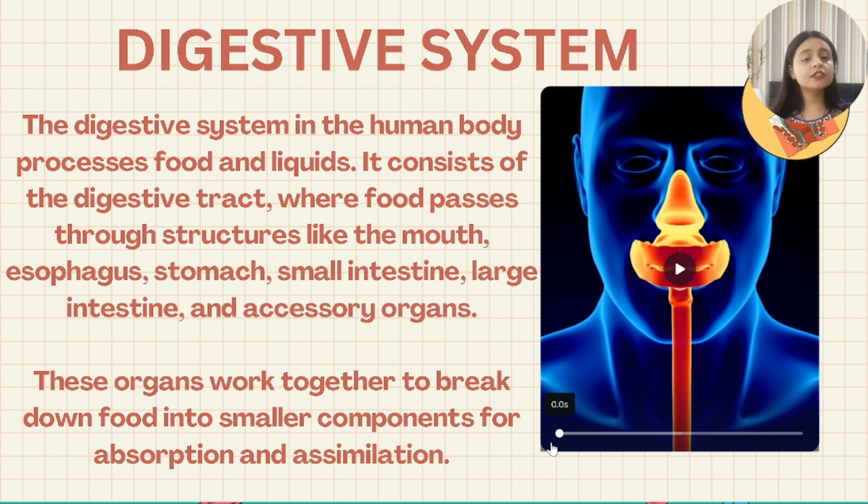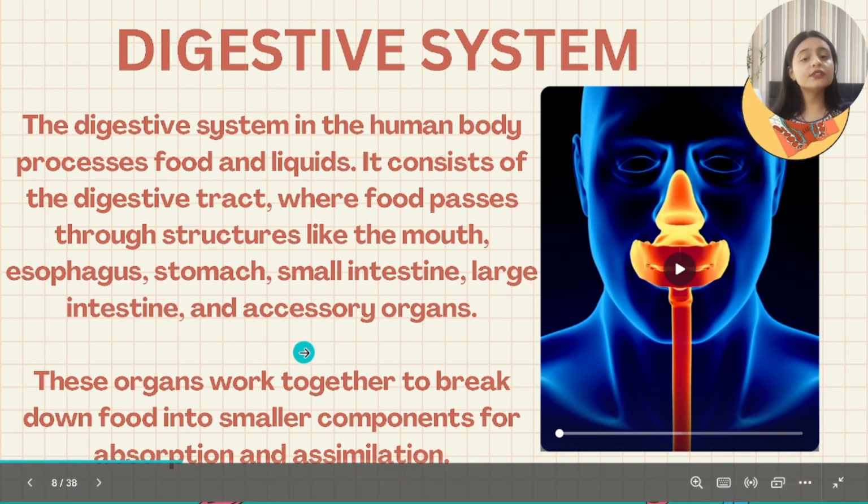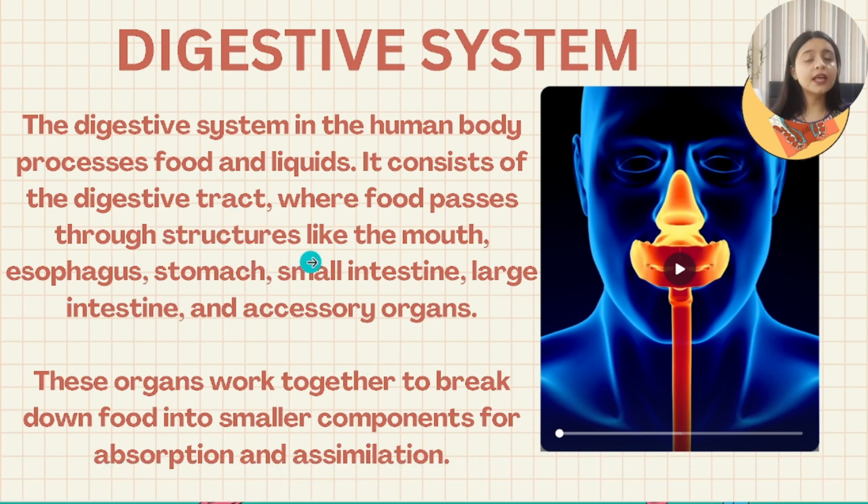So the digestive system in the human body processes foods and liquids. It consists of the digestive tract, where food passes through structures like the mouth, esophagus, stomach, small intestine, large intestine, and accessory organs. Okay, so basically what happens, our body has 60% of water in it, in the form of blood, in the form of glands, which secrete certain kinds of juices, which in turn help to digest our food properly.